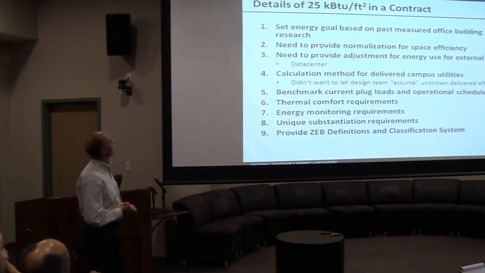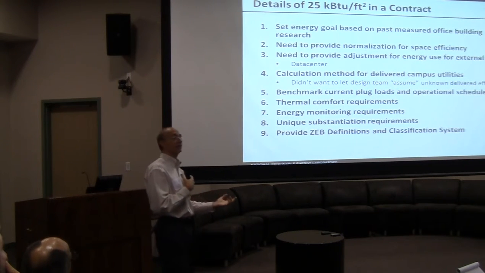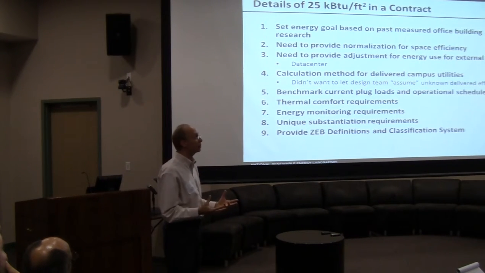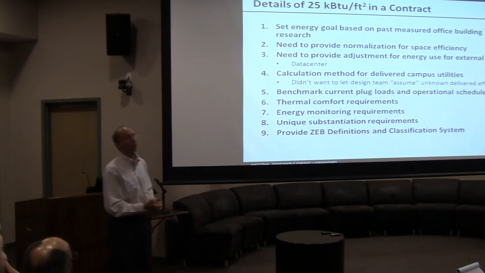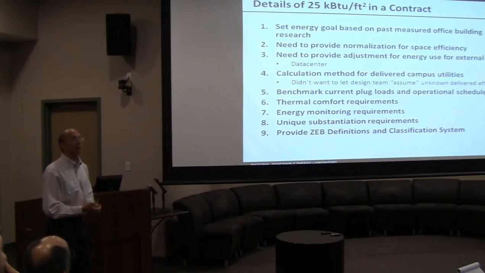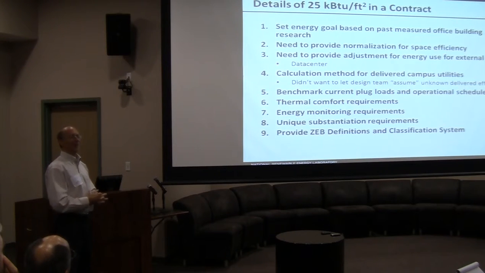Set the energy goal based on past measured office building research. So we looked at a lot of the simulations we had done. We looked at the optimizations we had run over the years. We looked at some smaller buildings and what their energy performance was. And we were pretty convinced that you could do a 50% building at no additional cost. And rather than saying 50%, we put the number at 25. Whereas my marketing people, right? It was like, that seems like a nice round number to pick.